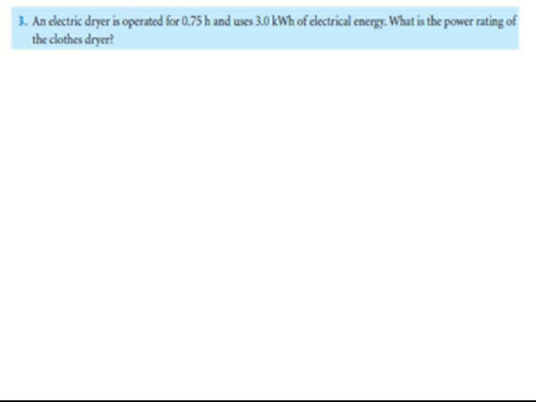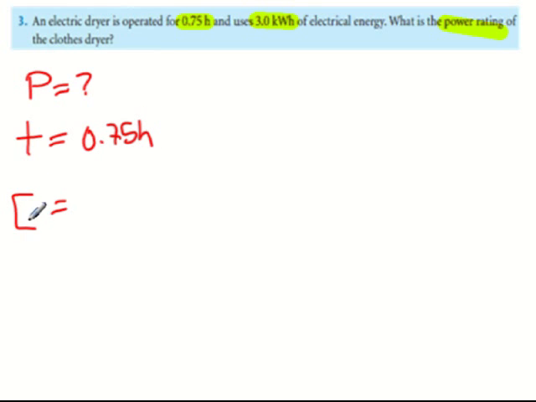An electric dryer operated for 0.75 hours uses 3 kilowatt hours of electrical energy. What is the power rating of the clothes dryer? Again, it's always important to write down what you know. We don't know power, so we're going to look that up. We know the time. It's working for 3/4 of an hour, or 0.75 hours. Also, it can be said 45 minutes. And we know that the electrical energy used is 3 kilowatt hours.